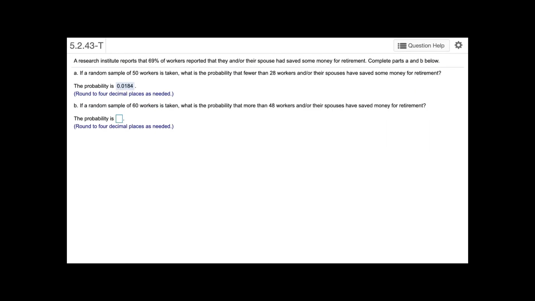And then in part B, it says, if a random sample of 60 workers is taken, what is the probability that more than 48 workers and/or their spouses have saved money for retirement? So we'll note that the n did change. It's now 60 workers. So I'll just make a note here. And our p is still the same. That's based off of the 69%. So that's still going to be 0.69.